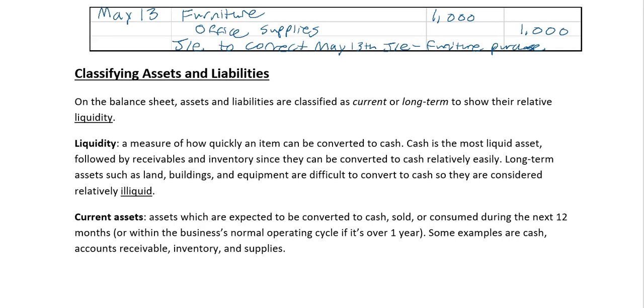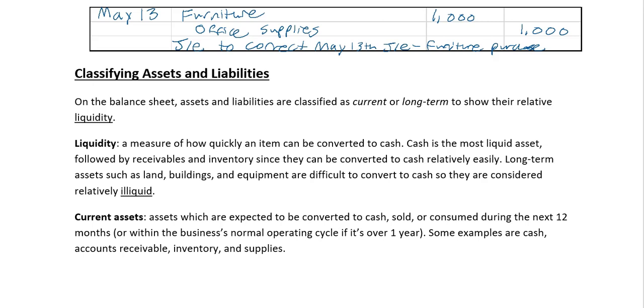Moving on to the next section, classifying assets and liabilities. On the balance sheet, assets and liabilities are classified as current or long-term to show their relative liquidity. Liquidity is a measure of how quickly an item can be converted to cash. Cash is the most liquid asset, followed by receivables and inventory, since they can be converted to cash relatively easily. Long-term assets, such as land, buildings, and equipment, are difficult to convert to cash, so they are considered relatively illiquid.